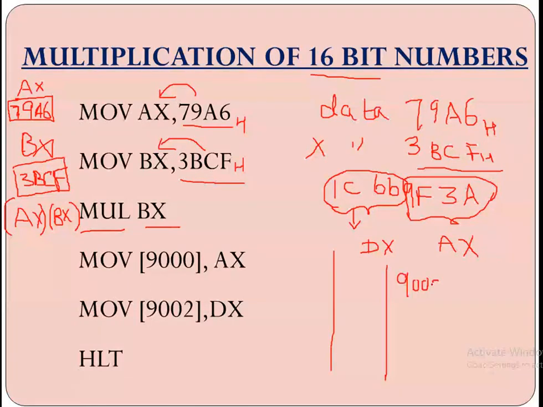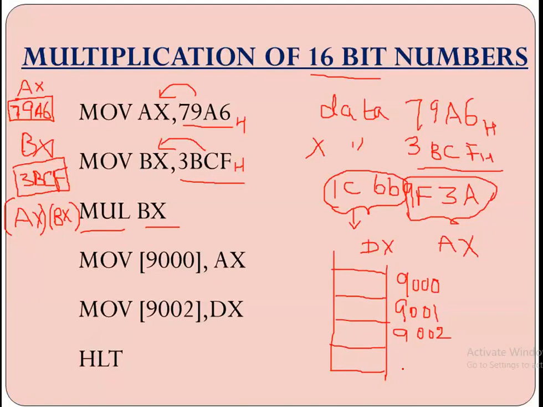I'll have memory locations starting from 9000. The next memory location will be 9001, the next will be 9002, and the next will be 9004. Like this, the memory locations will go on.